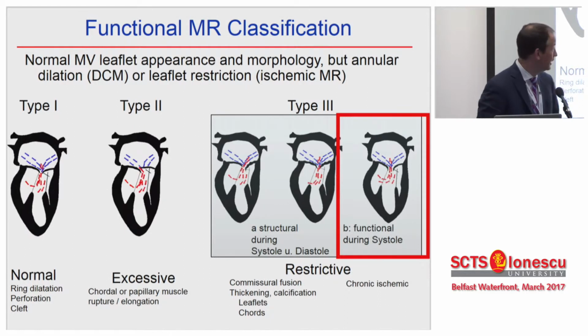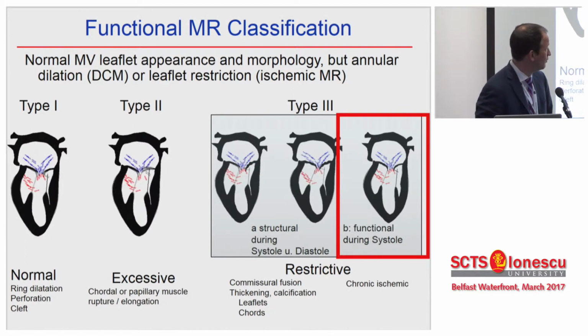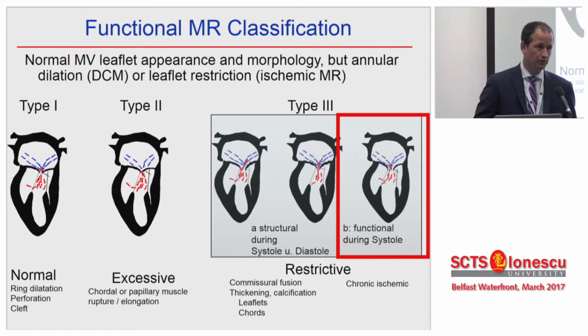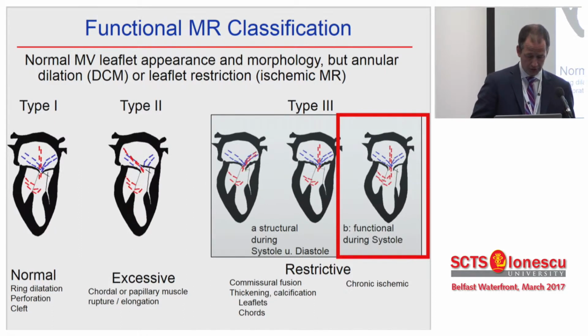We all know the Carpentier classification system. I won't go over it, but type 3B is the one that we're talking about, where you have systolic restriction of leaflet motion.